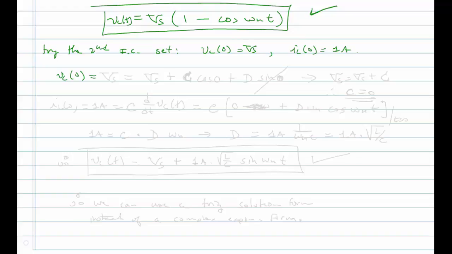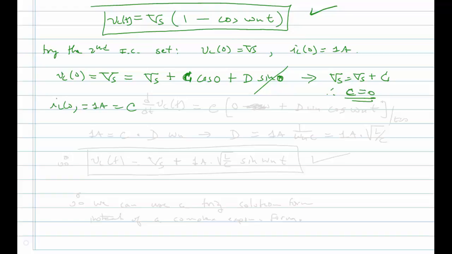Vc of 0 is equal to Vs, which is going to be equal to Vs plus, you know what, I'm not going to use C for my, I'll go ahead and make it a funny C, C times cosine of 0 plus d sine of 0. So this crosses out, and I find Vs equal to Vs plus C, so therefore C is equal to 0. Then IL at time 0 is equal to 1 amp.